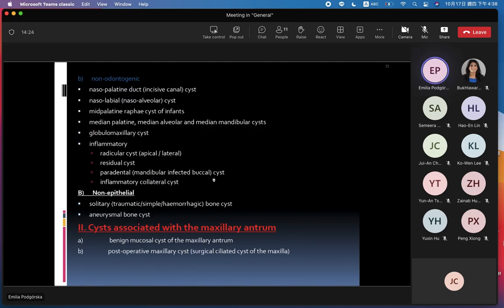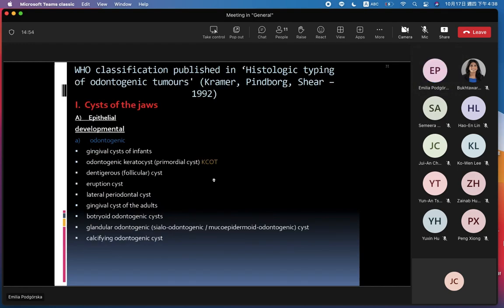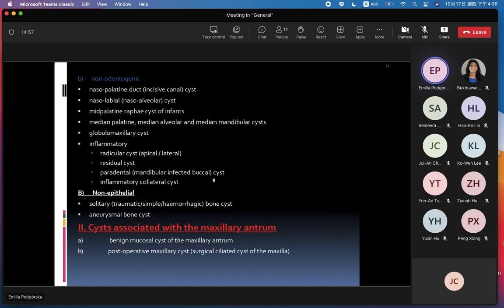And within this classification, we have also non-odontogenic cysts: nasopalatine duct or incisive canal cyst, nasal-alveolar cyst, mid-palatine raphe cyst of infants, median palatine, median alveolar and median mandibular cyst, globulomaxillary cyst. Then inflammatory. The previous were developmental.